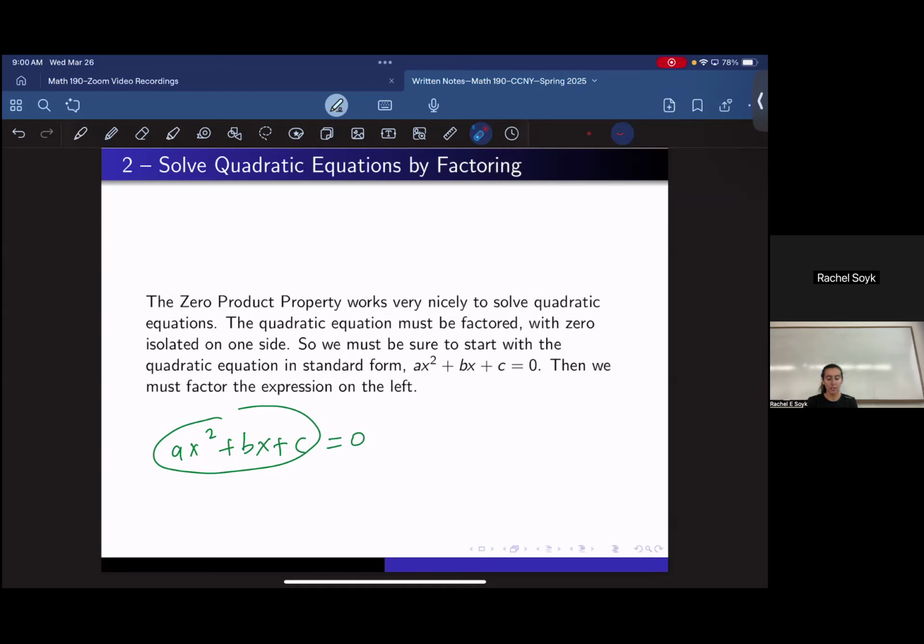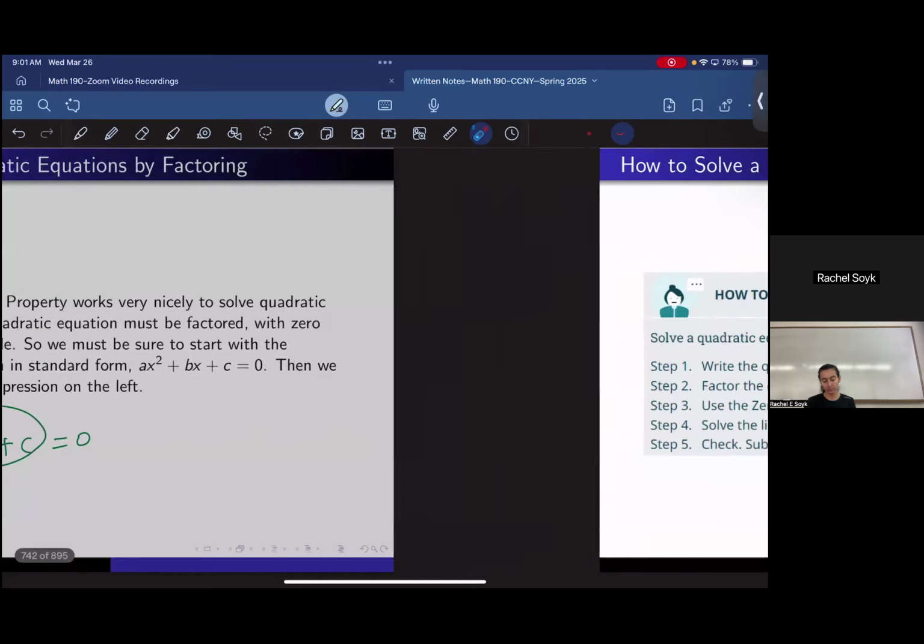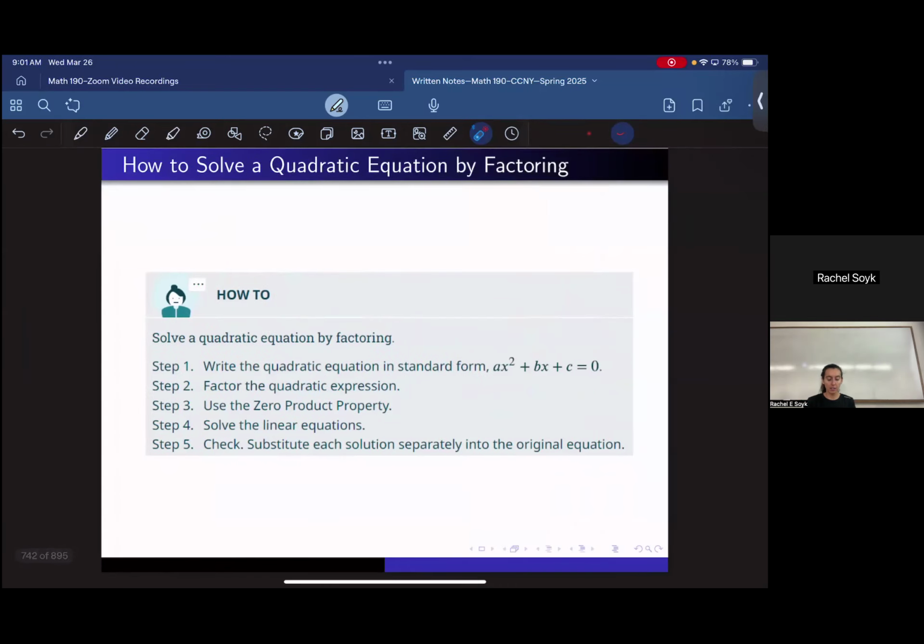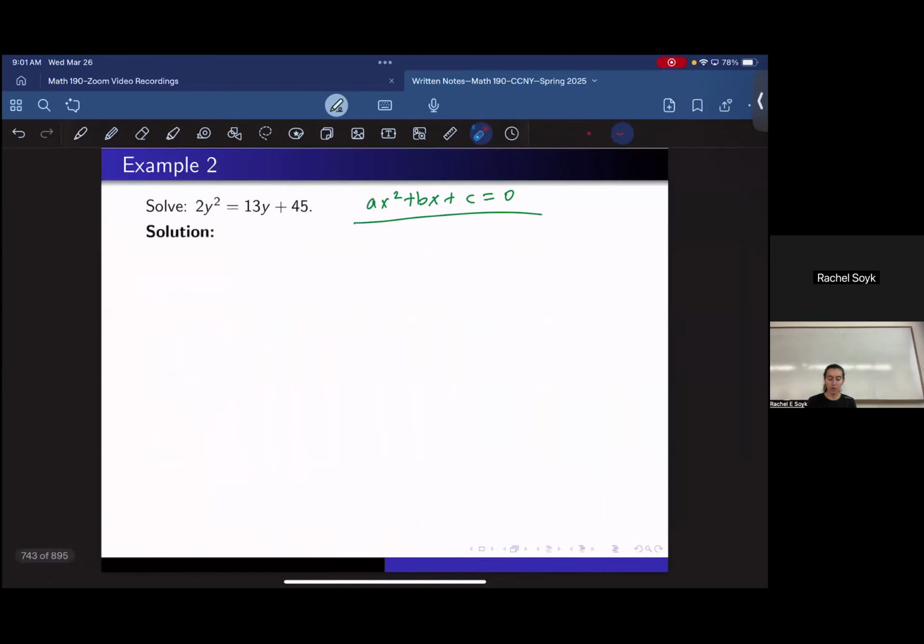Awesome, thanks. Yeah, so this is just making sure that we bring everything over to one side first before we jump into factoring. And then this slide is just, again, the formalized step-by-step procedure in solving quadratic equations by factoring. But we'll practice this together using a concrete example on this next slide.